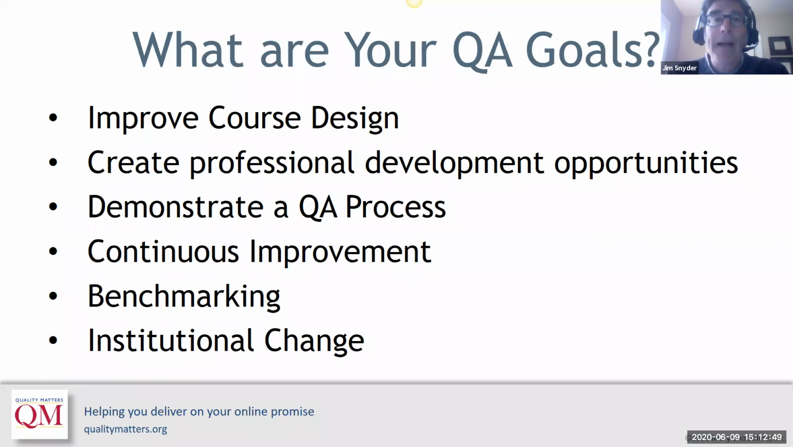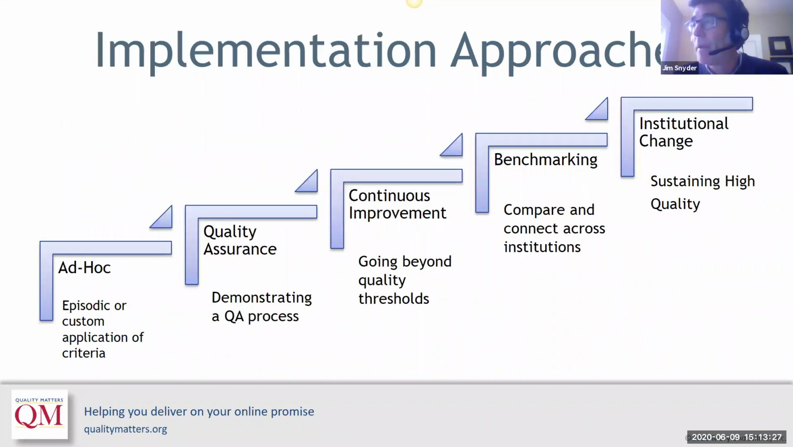So when you're thinking about quality assurance goals, what are the ones that you think about in the area of improving course design, improving and creating professional development opportunities, demonstrating a quality assurance process, really looking at continuous improvement, potentially wanting to benchmark yourselves against others to know where you are so that you can continuously improve, and potentially making institutional changes within the whole institution to continue to grow and improve.